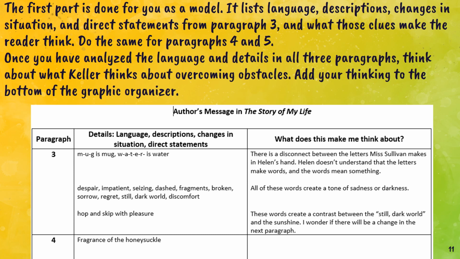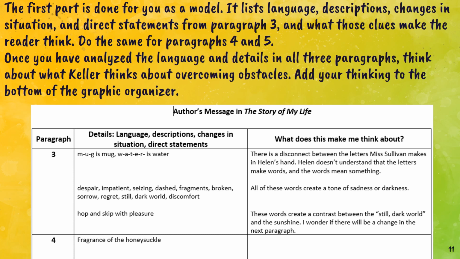So when we think about this in terms of inferring, the left column is the details from the text, that's the text evidence. You're going to add that to your schema, your background knowledge, and then in that right column is where you're making your inference. Notice that the first part of this, paragraph 3, is done for you as a model. It lists language, descriptions, changes in situations, and some direct statements from paragraph 3. Then the next column, it tells what those clues make us think as the reader. You will do the same for paragraphs 4 and 5. Let's take a look at the paragraph 3 example.